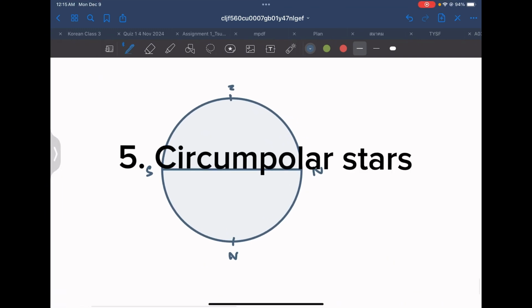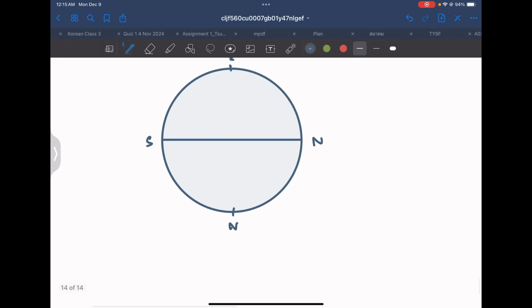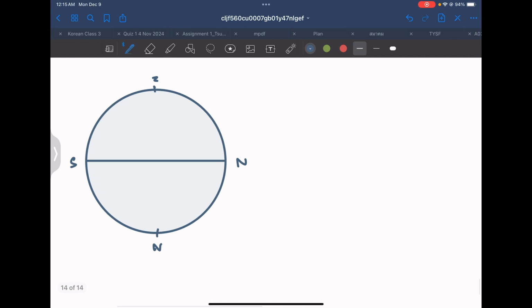Okay, for the last problem, I will tell you what circumpolar stars are and how to identify them. First, what are circumpolar stars? These are stars that never rise or set, but instead trace circles around the celestial poles. So how to identify these stars? I will tell you easily.